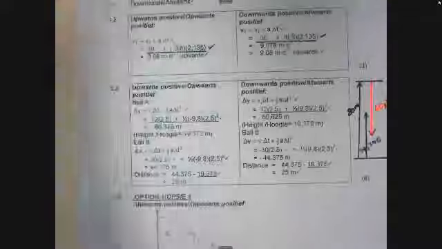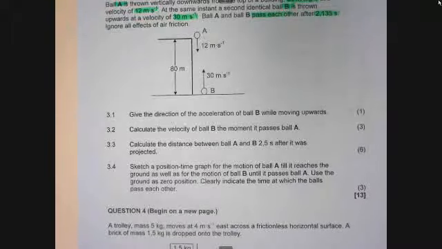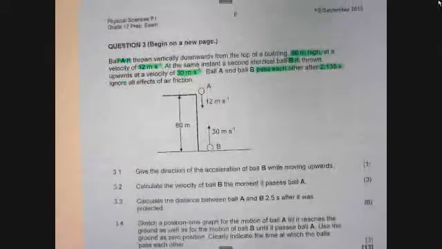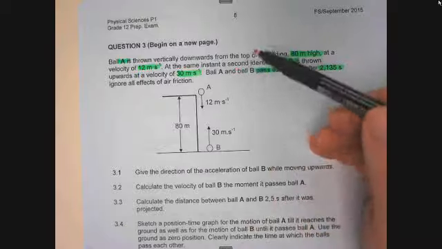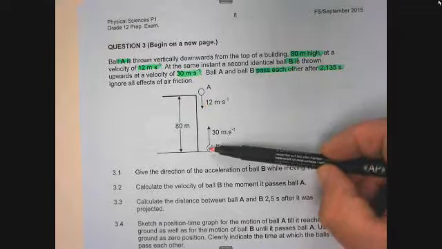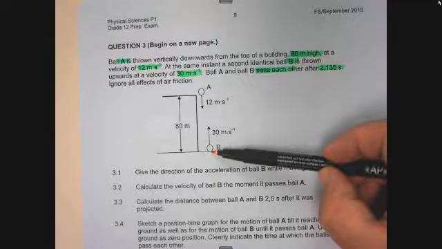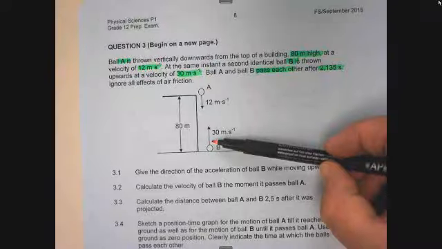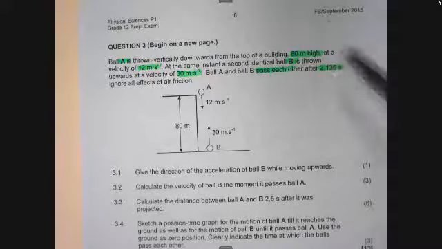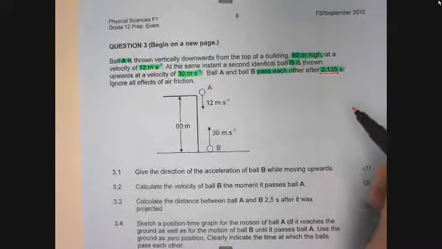Right, moving on to question 3. Question 3 is on vertical projectile motion. There are 2 balls that are thrown vertically upwards and downwards respectively. Ball A, 12 meters per second downwards, and ball B, 30 meters per second upwards. And then they pass each other at this time of 2,135 seconds.